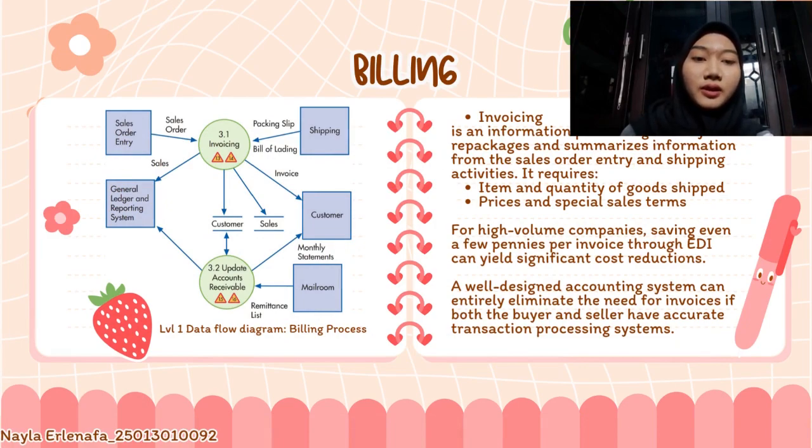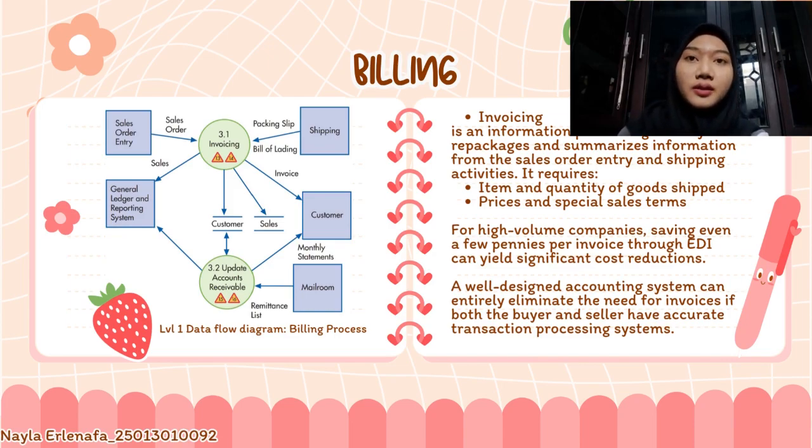First, we must understand the level 1 data flow diagram for billing. This diagram explains how data flows between department systems and external parties, such as the customer, within a company. In activity 3.1, invoicing, this is the center of the first process. This section is responsible for creating invoices for customers. Data enters here from two main sources.